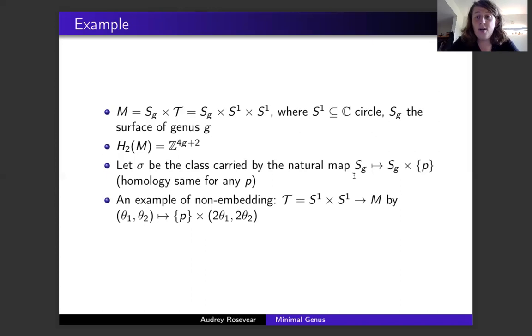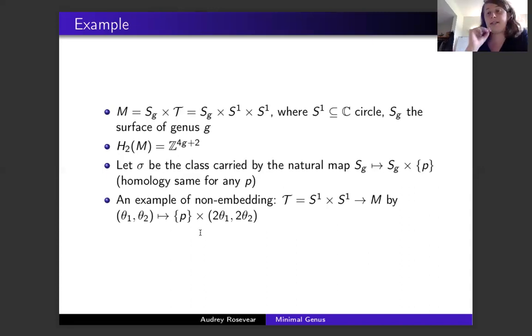For an example of a non-embedded class, and this is going to represent a different homology class, we have a torus being embedded by taking your two angular coordinates in your circle and putting them into your second torus in M, but doubling the angle. So this is going to wrap twice around each of the two circles in M. And this represents a very different homology class, but it's not an embedded representation.